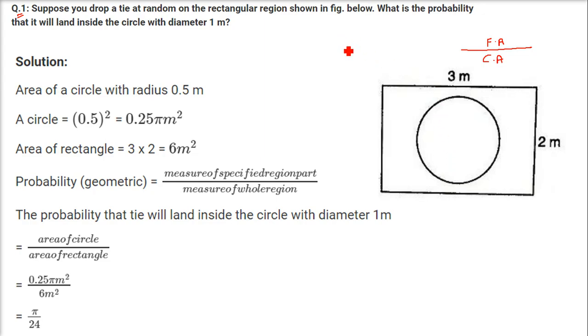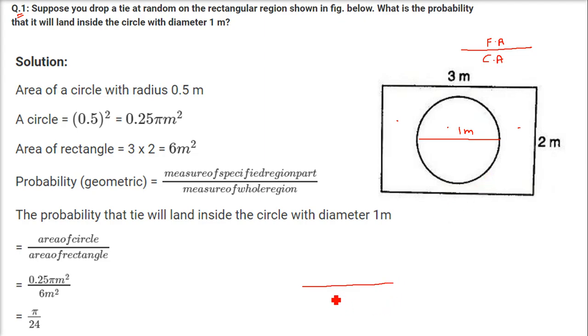What is the probability that it will land inside the circle with diameter 1 meter? So here we have a circle with diameter 1 meter. What is the probability that the object which falls here, but the region is total, it may fall anywhere, it can fall here, here, here, but we have to find the probability of the circular region. So as I said, first of all we have to measure the whole region.